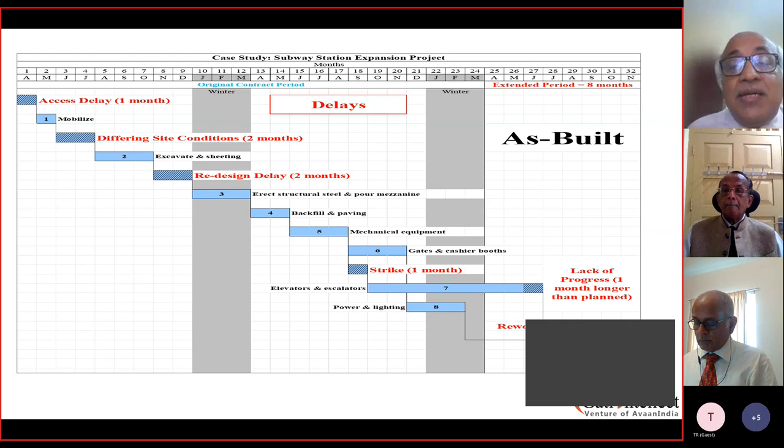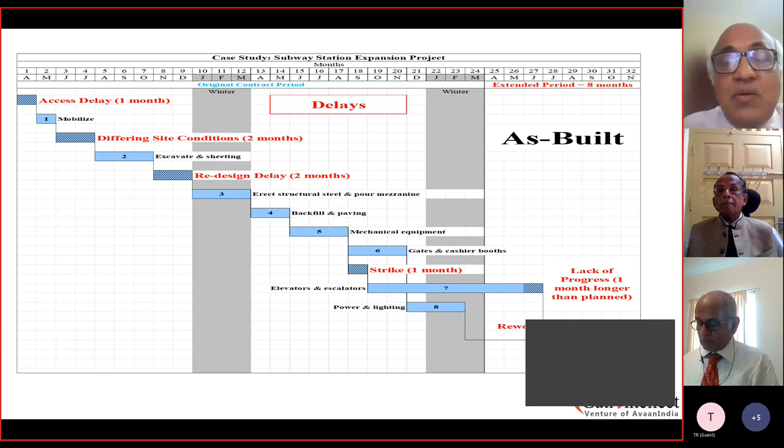Then you have the main activity 7, where this took more time. This is the productivity angle, where the productivity could not be achieved, and it took 1 month longer than required. And then there was a rework which took another month. So these are the delays which happened. Ultimately, the total delay was 8 months for the project. So instead of 24, the project actually took 32 months. So there is a time overrun of 8 months.